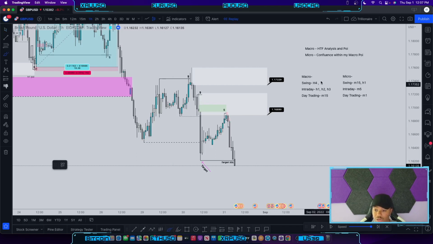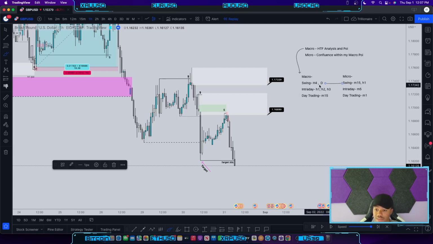When you're swing trading, you're going to find your higher time frame confluences on the H4 or the daily time frame. Once you find those, you're going to wait for price to tap back into those areas. Then you're going to look for certain confluences on the M15 or the H1 to take your trade, whether that be a buy or a sell position.